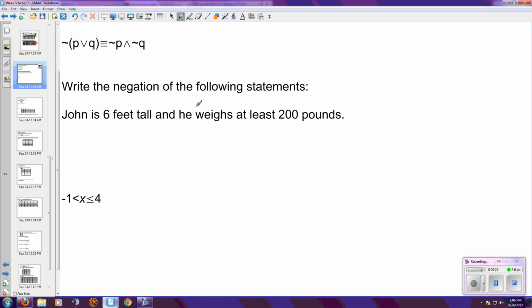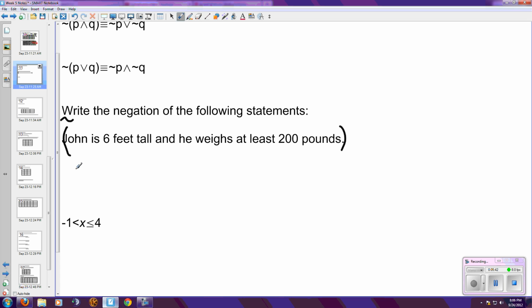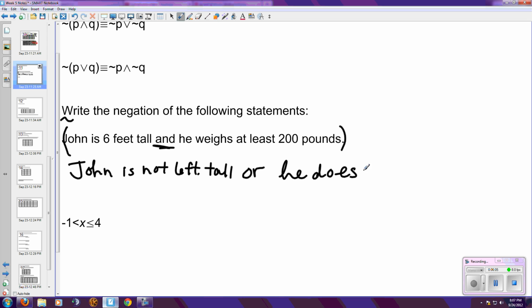Write the negation of the following statements. John is 6 feet tall and he weighs at least 200 pounds. Well, if we want to negate this entire statement, that would start off with: John is not 6 feet tall, and the opposite of our conjunction would be an or, our disjunction. So he's not 6 feet tall, or he does not weigh at least 200 pounds.